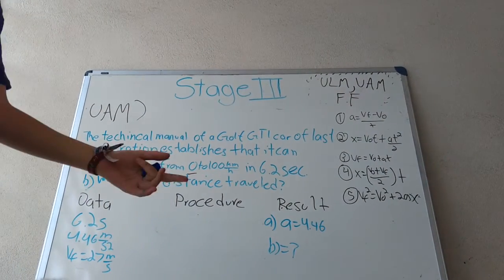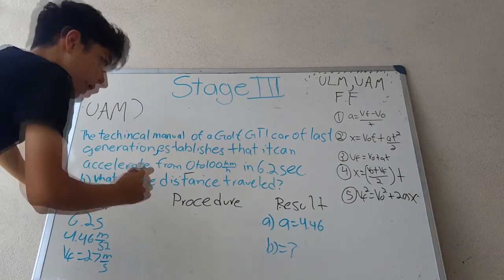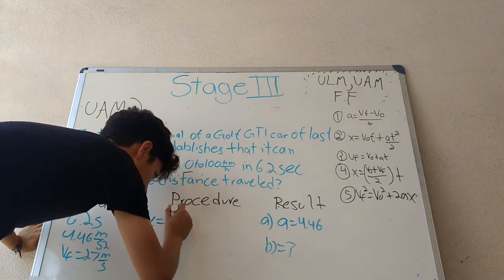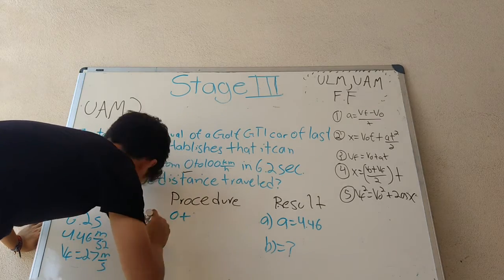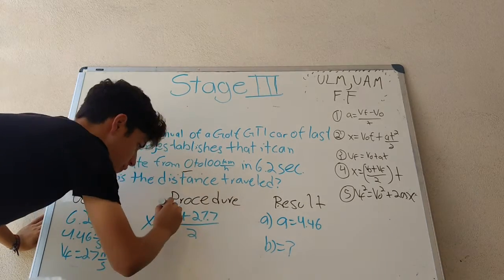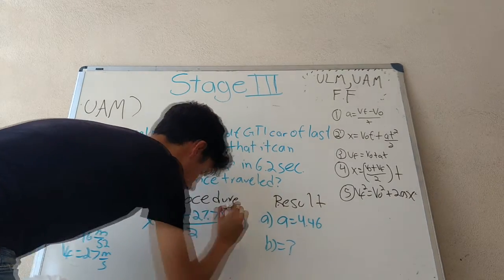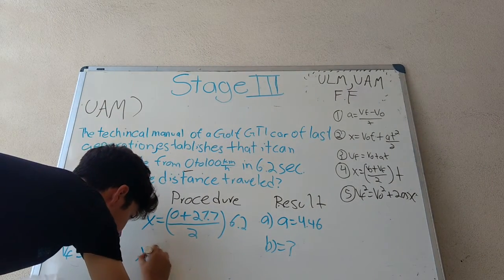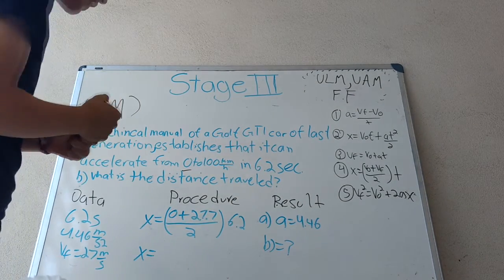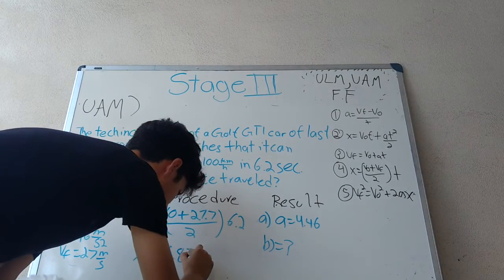Now we have to use another formula, and that formula is the following. The formula says distance is equal to initial velocity, which is 0, plus final velocity, 27.7, divided by 2, times 6.2 seconds. And then we have the distance. And the result of the problem is 85.87 meters.